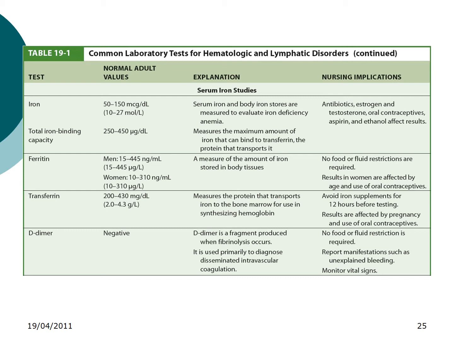Right? Ferritin is another test that we use to measure the amount of iron stored in the body tissue. No food, and then results in women are affected by age and, of course, by the use of oral contraceptives.